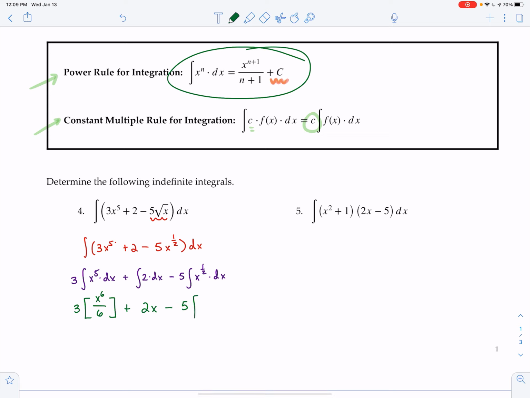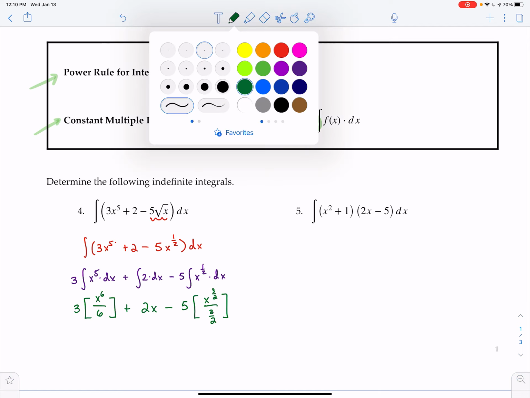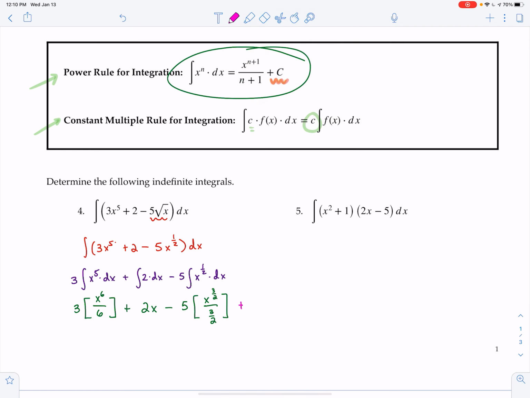This one's a little more involved because we're using a rational or a fractional exponent. x to the 1/2 plus 1 is 3/2, over 3/2. And then don't forget, you will do this at least once, hopefully it's only once, to add the plus c on the end to represent whatever constant we have here.